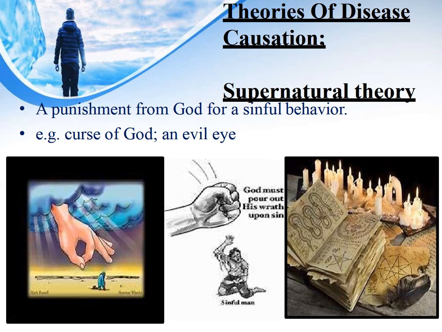Now about the various theories of disease causation. There have been various theories since ancient times to the modern era. Among these theories are the old theories. Among them, the first one is the supernatural theory. In this theory, it was thought that a punishment is given from the God for a sinner for his behavior. Example, curse of a god or an evil eye.